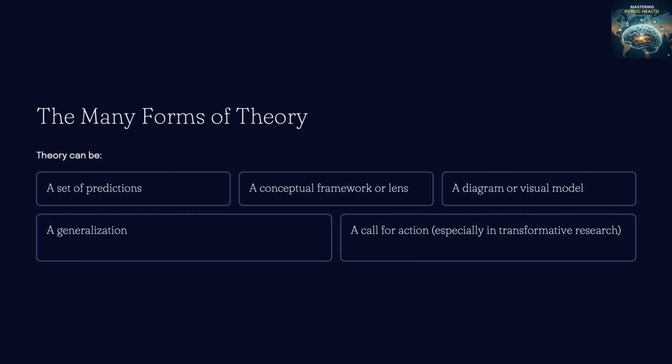The varied use of theory. Theory can take many forms in research. It may predict outcomes, guide deductive or inductive reasoning, provide conceptual models or diagrams, generalize findings, or inspire action for social change. Theories may be labeled as a theoretical rationale, framework, or orientation. Regardless of the name, they serve to connect your study to a broader context.